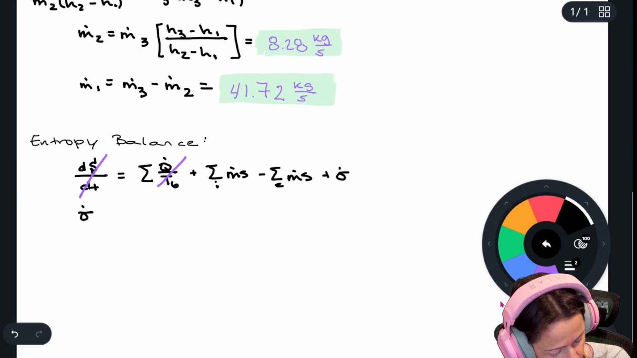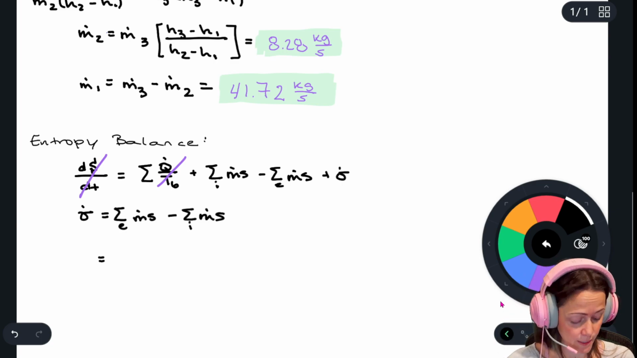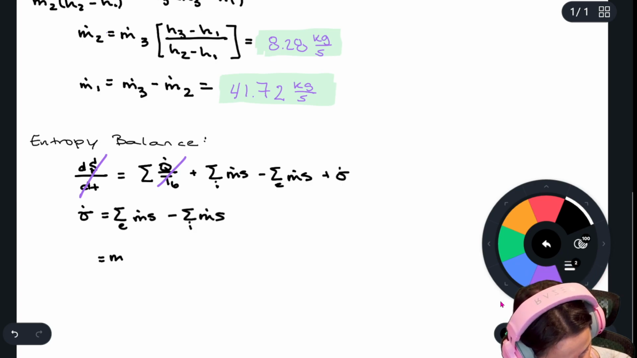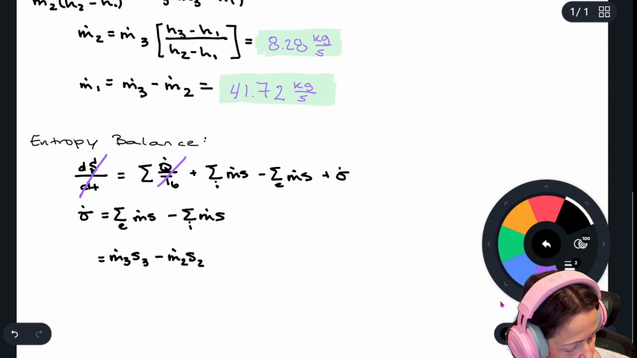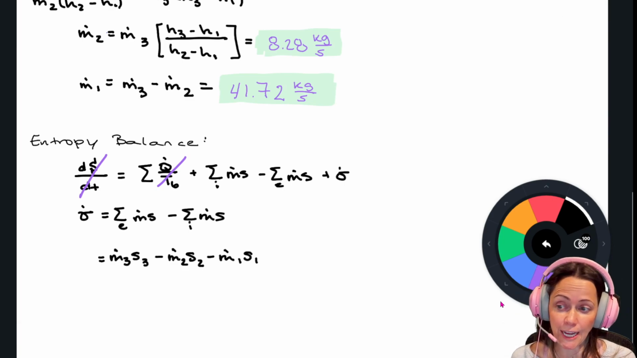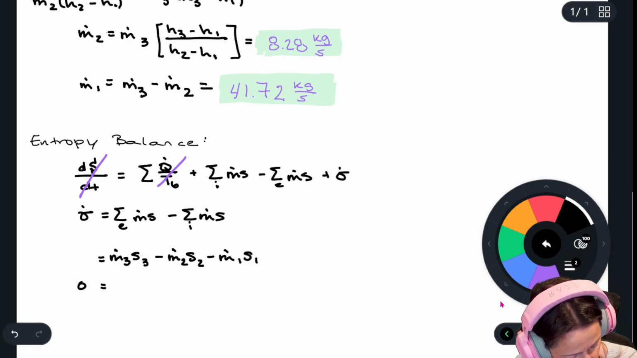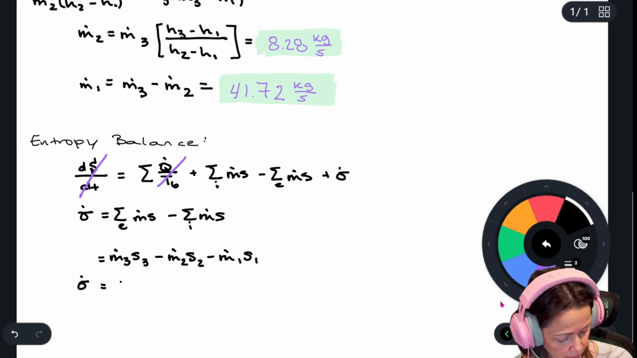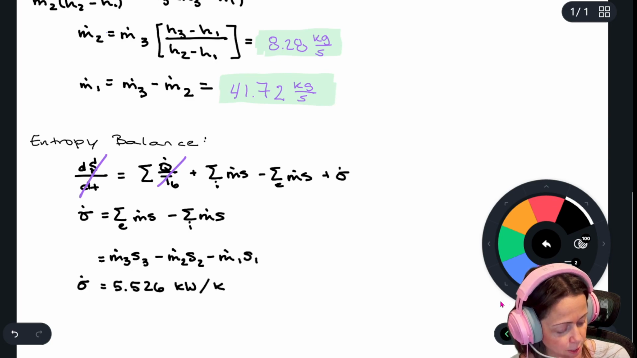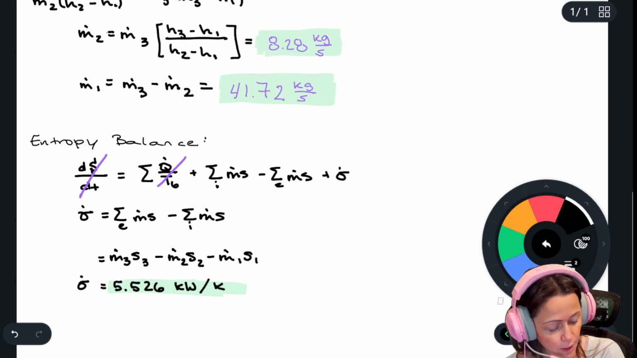So I've got sigma dot is equal to, actually, let's not get ahead of ourselves. It's going to be the sum of the m dot s's going out minus the sum of the m dot s's coming in. So m dot 3 S3 minus m dot 2 S2 minus m dot 1 S1. And at this point, I have everything that I need. So I've already calculated all those m dots and everything. So I'm all good. 5.526. And the units here are going to be kilowatts per Kelvin.